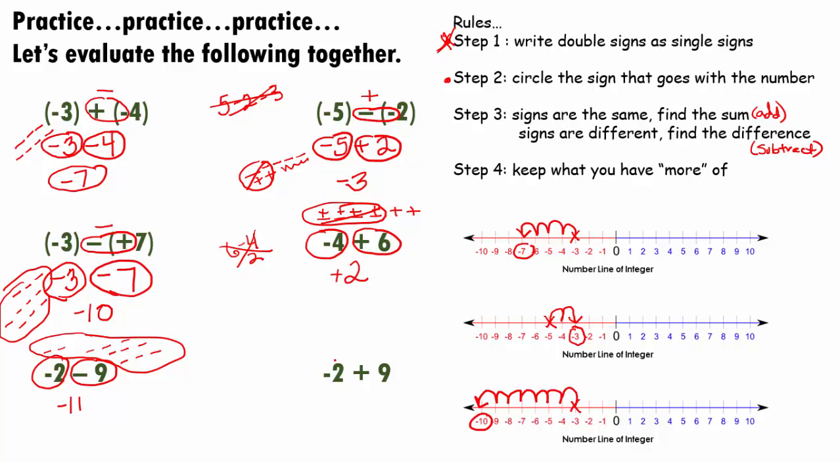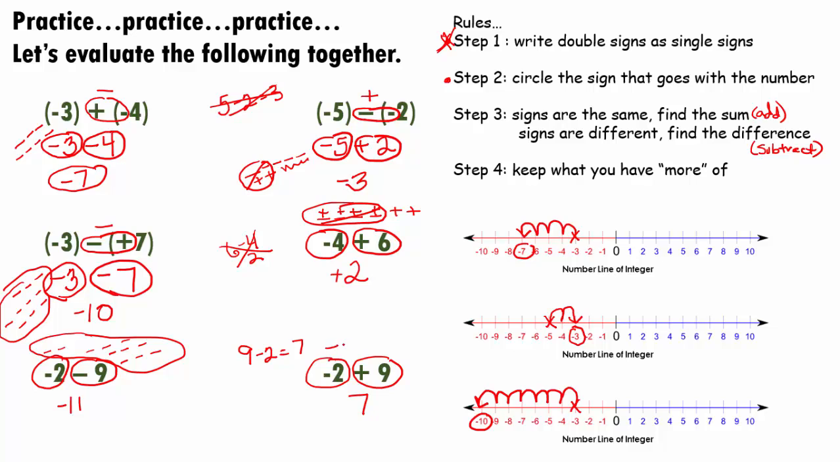Last one on this page, -2 plus 9. Again, there are no double signs. There's just a single sign. So I'm going to circle the sign that goes with the number. Are those signs the same or are those signs different? Those signs are different. That one's a negative. That one's a positive. Signs are different. You find the difference. So to find the difference, I just do 9 minus 2, which is 7. I found the difference. And what do I have more of?